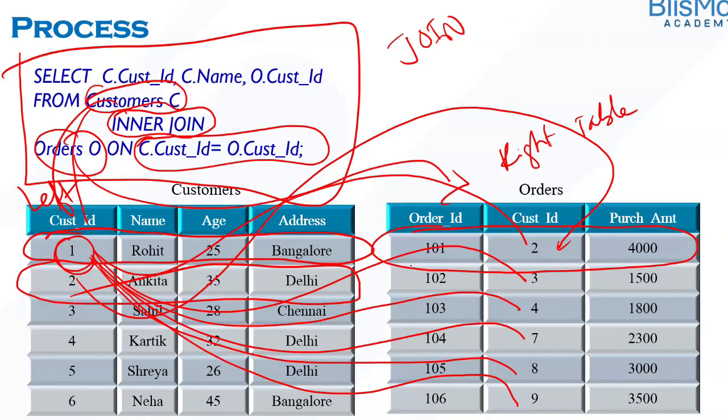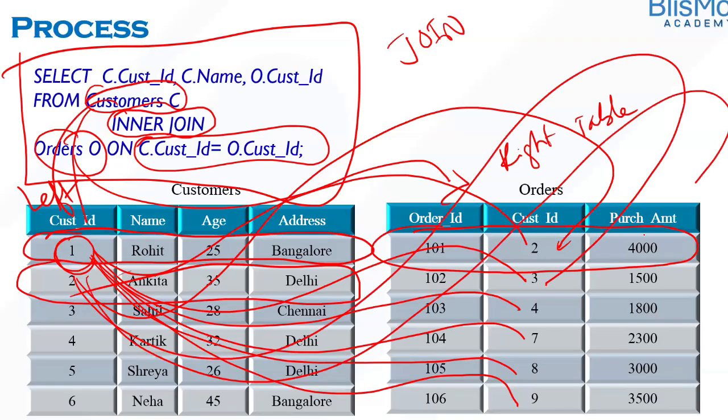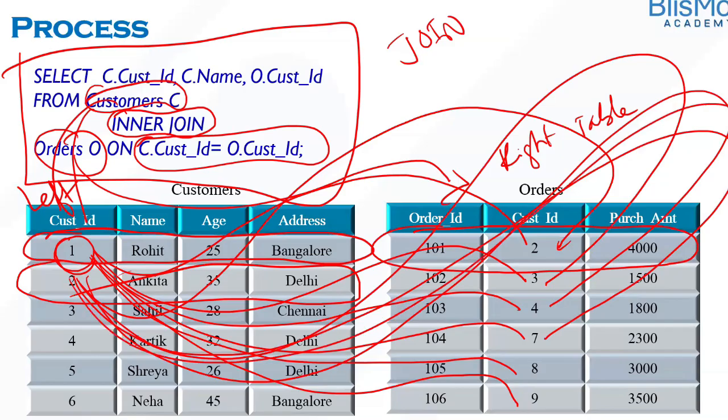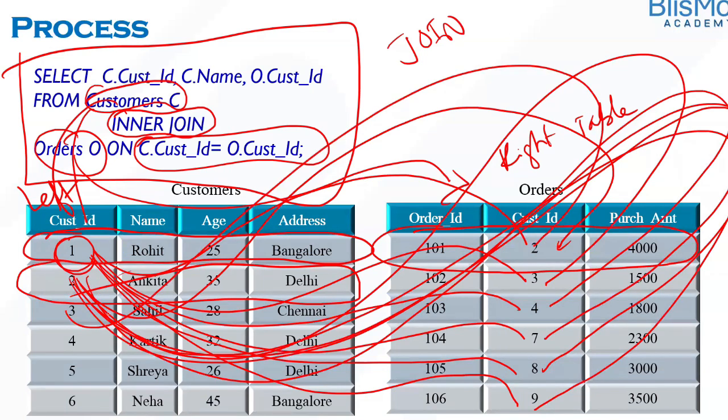Now, the moment the match is done, it will not stop there. Again, 2 is compared with this, and with this, and with this. There is no match. But with the 2, the match is only 1. The same thing continues. 3 is compared with 2, it is not a match. 3 is compared with 3, there is a match. Then the records of the left are combined with the records of the right. This is how the joins work.